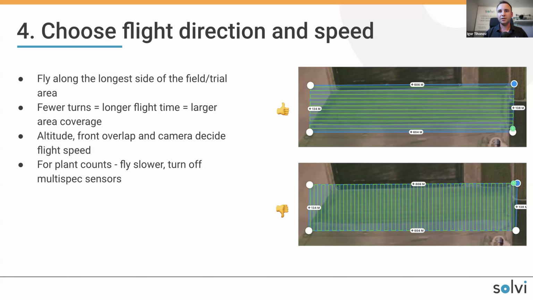Another limiting factor of the flight speed is the speed at which the sensors can capture the imagery and save it to the memory card. So if you're looking at counts and are only really interested in RGB imagery that has higher resolution, you can turn off the multispectral sensors and that way avoid writing a lot of data. At the same time, the drone will be able to fly faster.